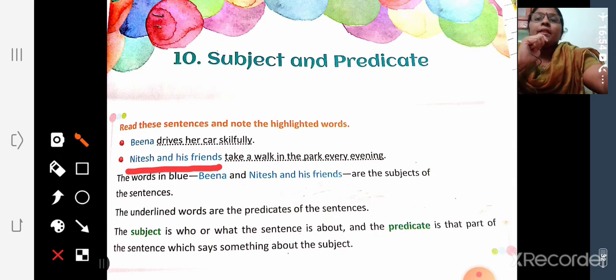A sentence can be divided into two parts, subject and predicate. The subject is who or what the sentence is about. It speaks about something or somebody. The predicate is that part of the sentence which says something about the subject.